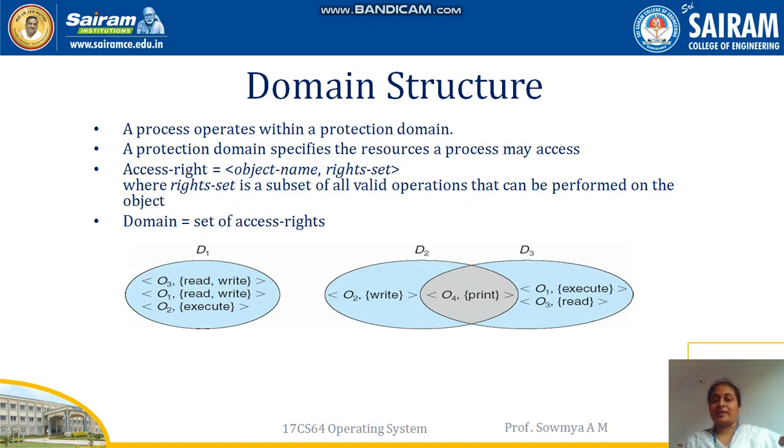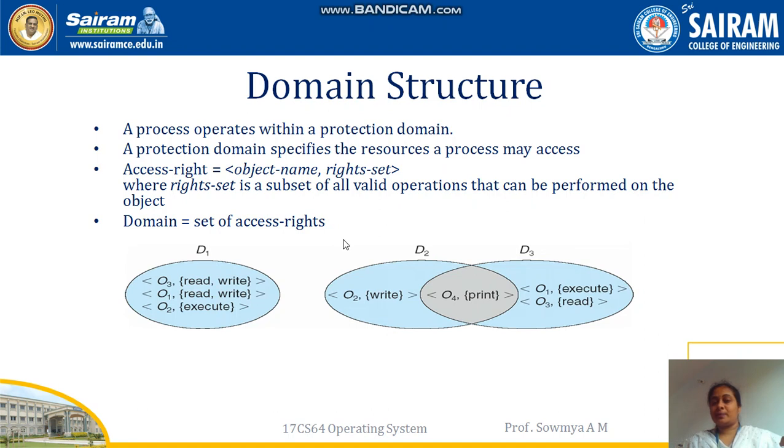Next one is domain structure. How is the domain structure used for the protection of privileges? A process operates within a protection domain. A protection domain is an object which has all the objects and their privileges. So whatever objects are present in the system, in the domain they will be set with an access right. So for every object it has an access right in its domain.